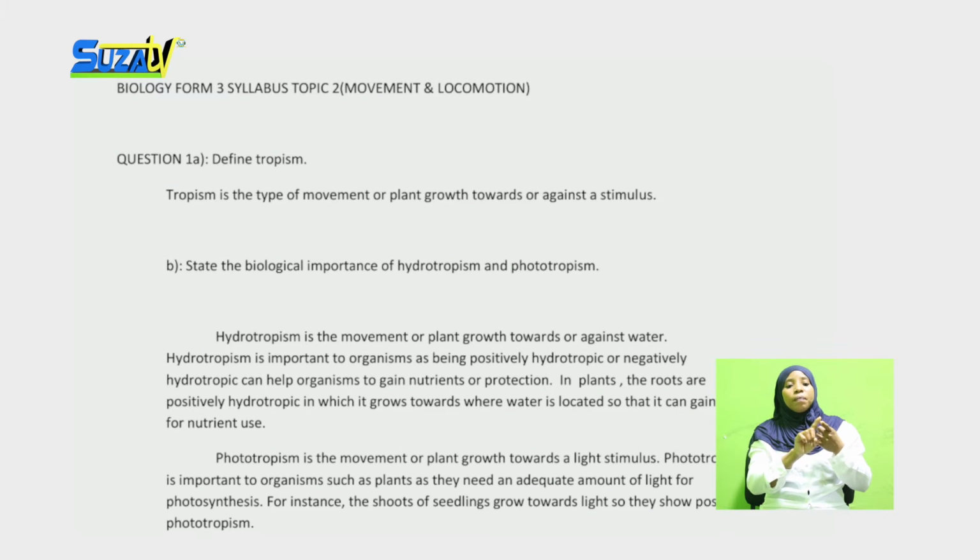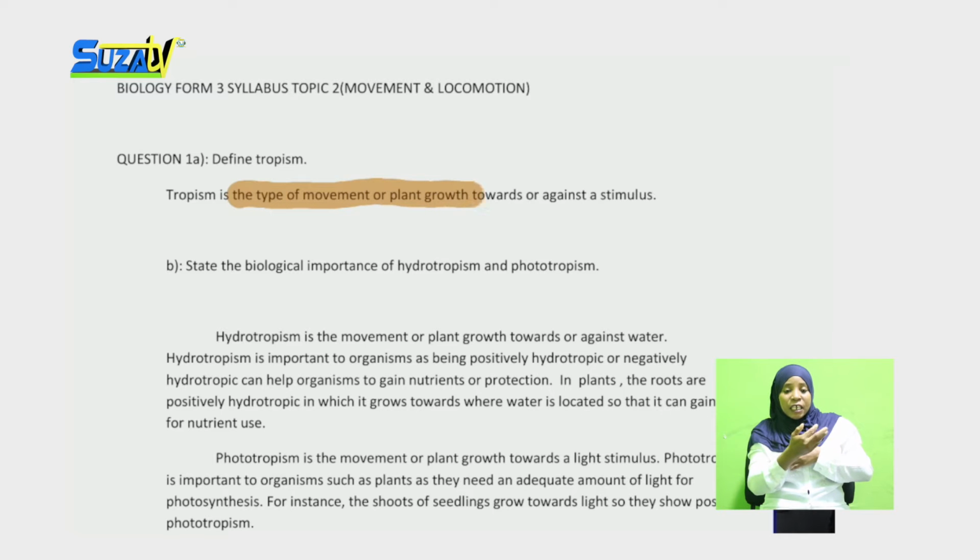Our first question states: define tropism, question A. A question like this just requires someone to define, to give the meaning and a bit of understanding of tropism. We can answer it by saying tropism is the type of movement or plant growth towards or against a stimulus. So when talking about tropism, we're talking about any type of movement or plant growth which is directed towards or against a stimulus.